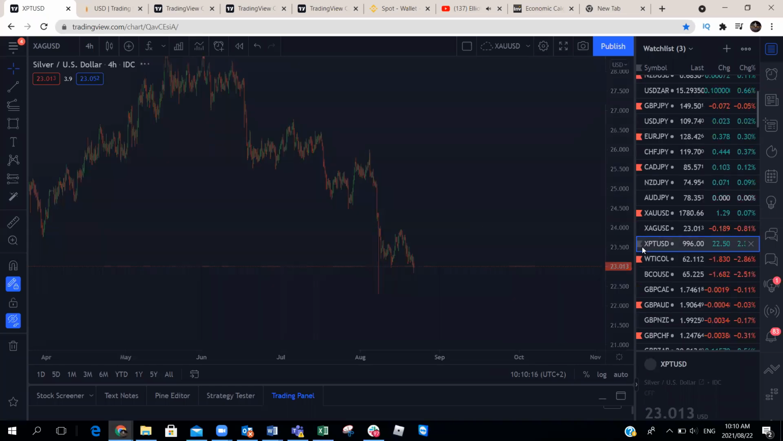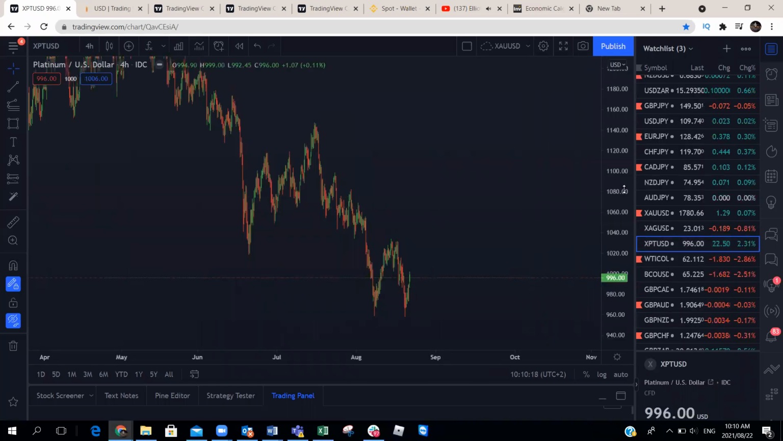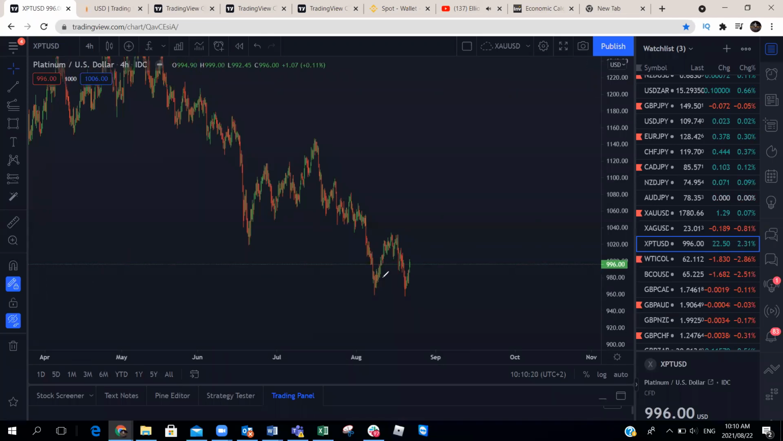Platinum. So platinum, we've got a move here in 3 waves. We'll expect this one to give us a bounce, at least back to this level, but we should see continuation to the downside. That is platinum.